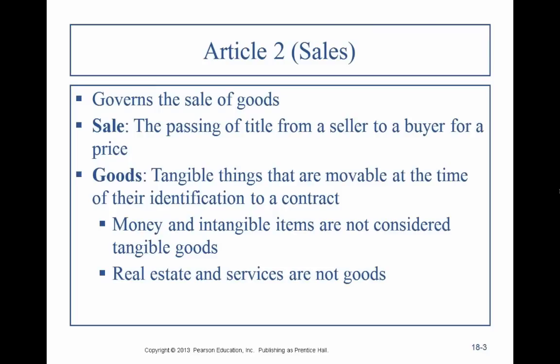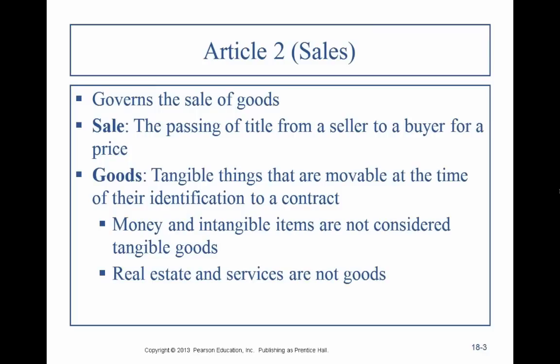A house, technically not so movable. So we'll see that certain things are not subject to Article 2 because they don't constitute goods. And Article 2 only applies to the sale of goods. So for example, money and intangible items are not considered tangible. Money is sort of esoteric.